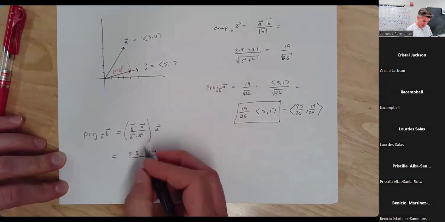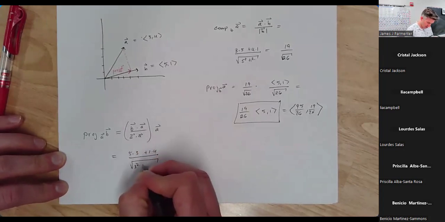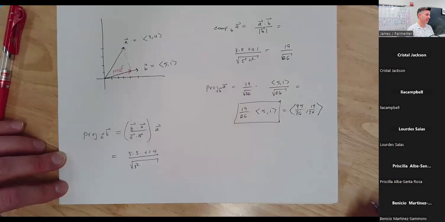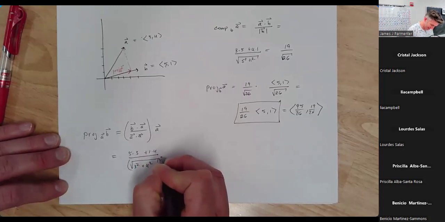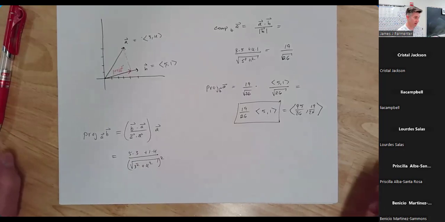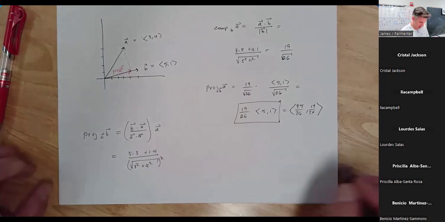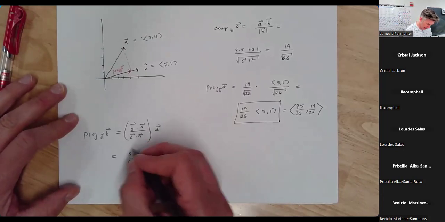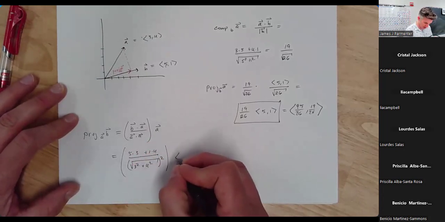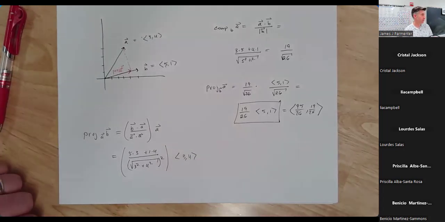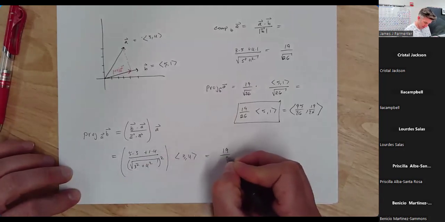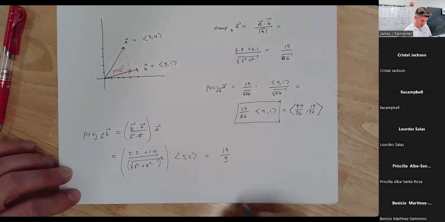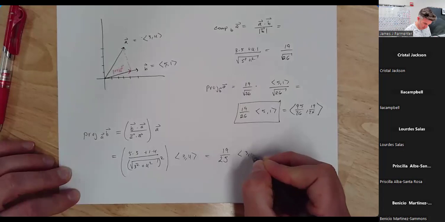Divided by the magnitude of A, which is the square root of 3 squared. Oh, sorry. I said the magnitude, but I meant to say the dot product of A with itself. I'm just going to write it as the magnitude squared because it's the same thing. A dotted with A is the magnitude of A squared. And then we multiply that scalar by the actual vector A, which is the vector 3, 4. So this ends up being 19 on top, 19 divided by 5 squared, 25, on the bottom, times the vector 3, 4.